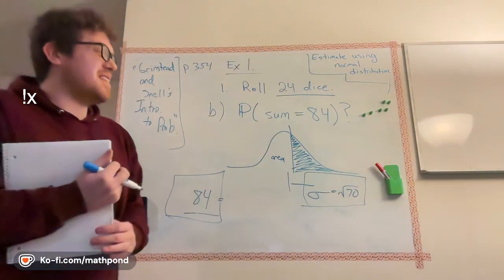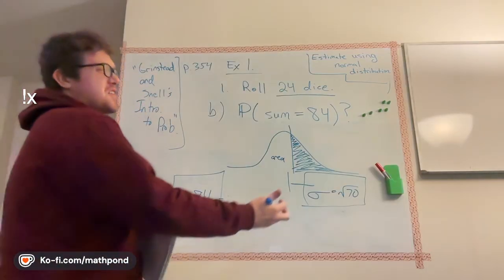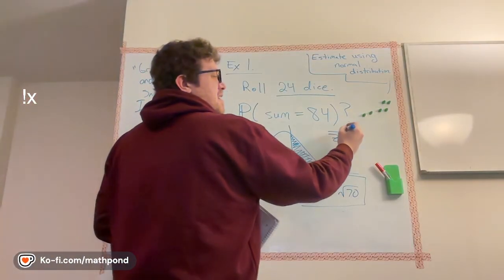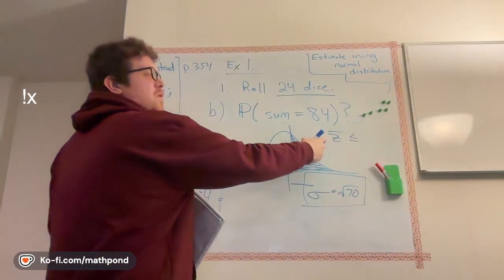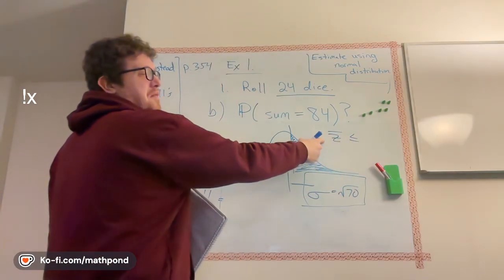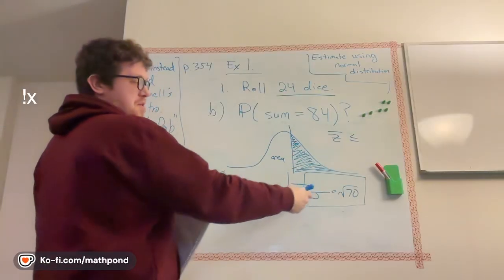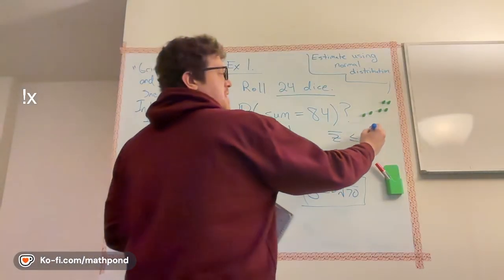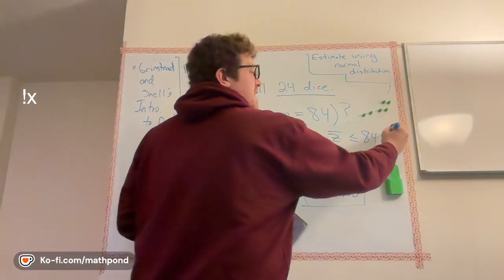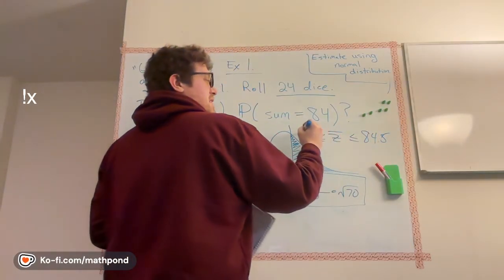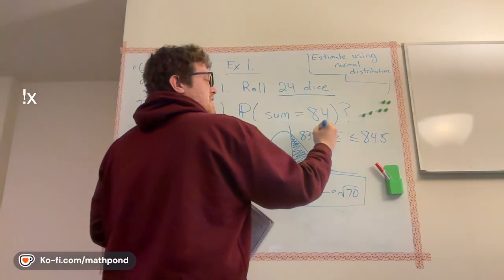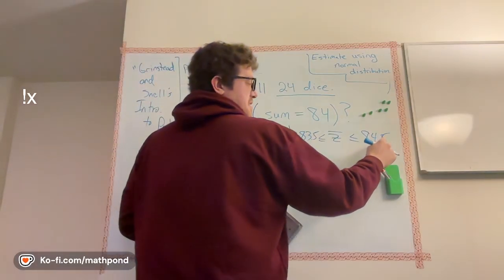Yeah, so I had to think about this one for a little bit. I had to think if this made sense, but I think we can just check if the continuous version of the normal distribution with this mean and this standard deviation is between like 84.5 and 83.5. I think that makes sense, right?